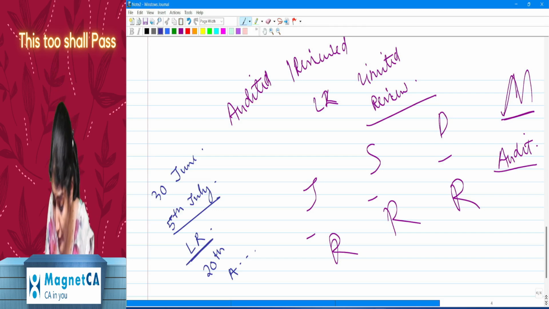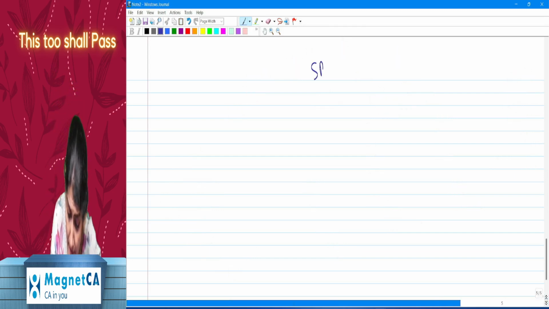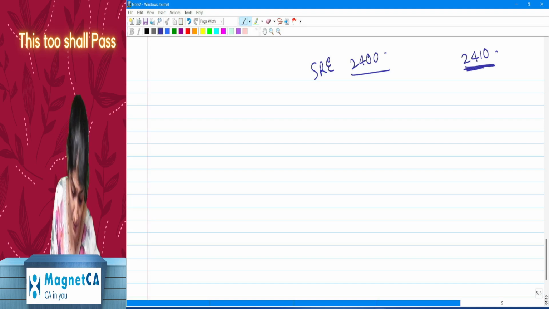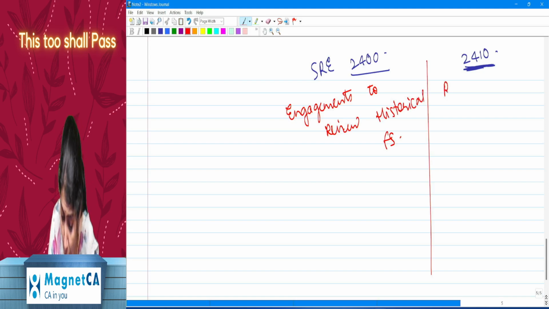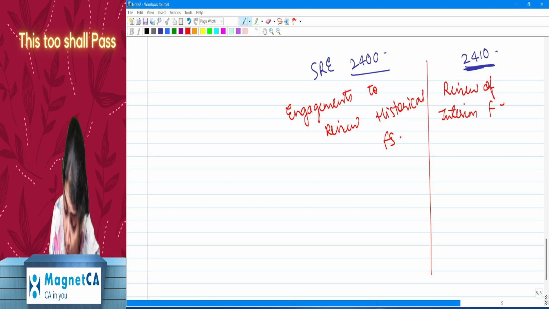Now for review we have two standards: SRE 2400 and SRE 2410. What is the title of 2400? Engagements to review historical financial statements. And 2410, what is the title? Review of interim financial information performed by an independent auditor of the entity.